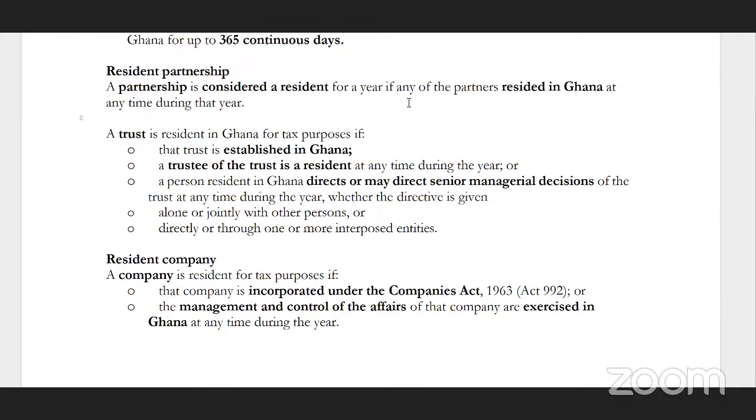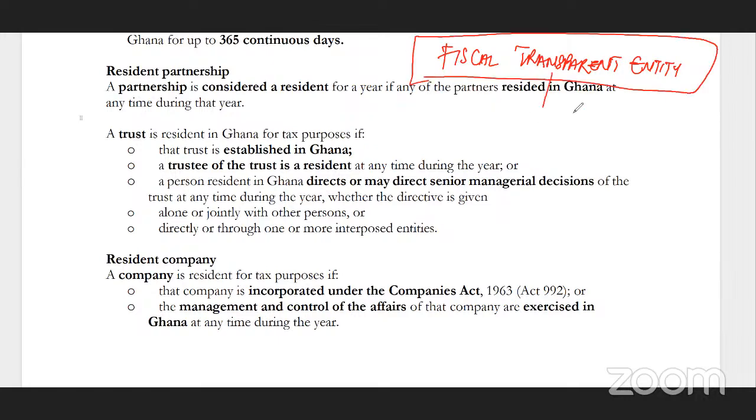Then what does that mean? It means that, since the partnership is not taxed, but the individual partners are taxed, then at any point in time when one of them is even present in Ghana, they are deemed to be resident.